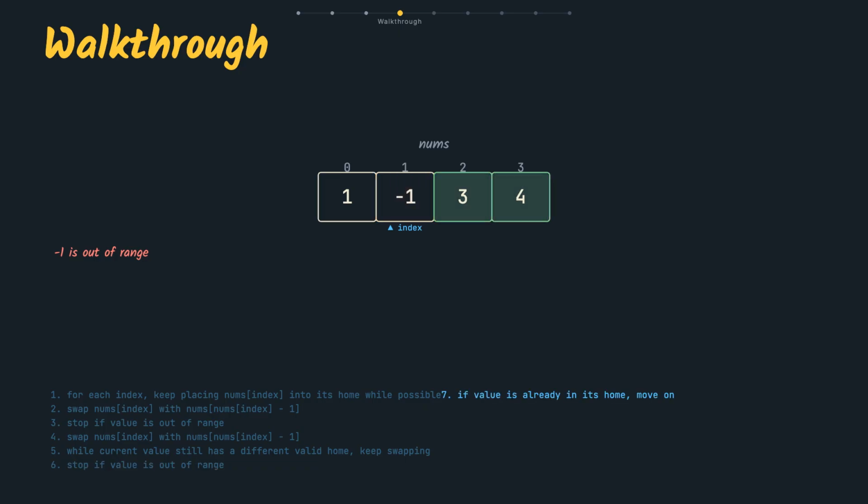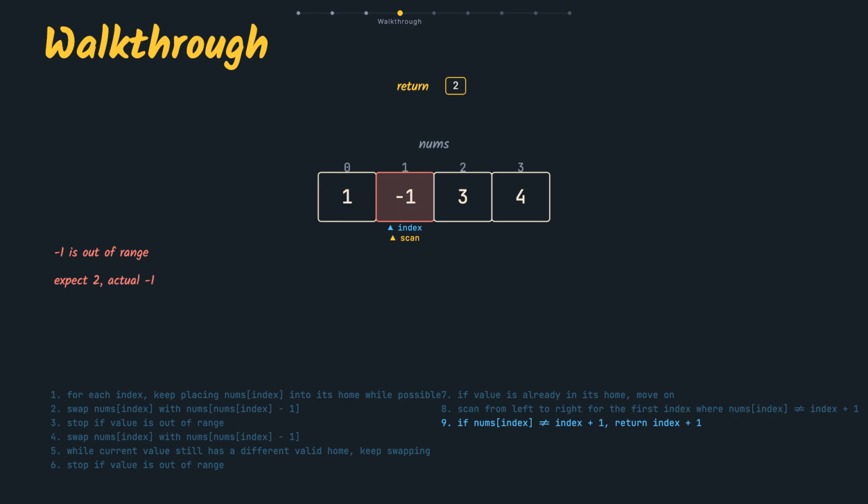Index 2 has 3 already at home. Index 3 has 4 already at home. No swaps needed. Now we do one clean scan from left to right. At index 0 we expect 1, and we do have 1. At index 1 we expect 2, but we see -1. That mismatch means 2 is the first missing positive.